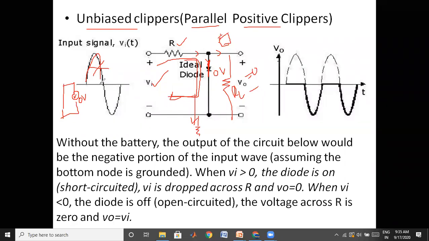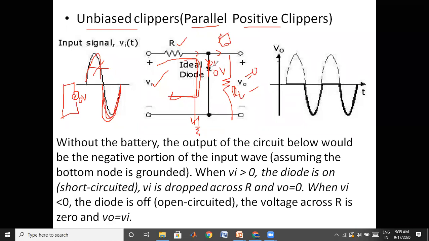If we apply a negative voltage, that means the negative cycle, then on the anode side we get -1, -2, -3 volts, because it's a negative cycle. We are getting minus voltage, and the cathode is at zero potential. Therefore, the diode is in reverse bias.